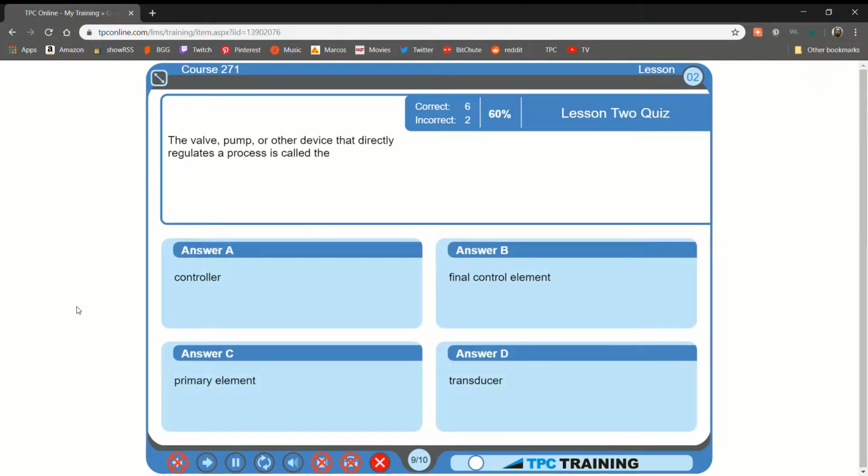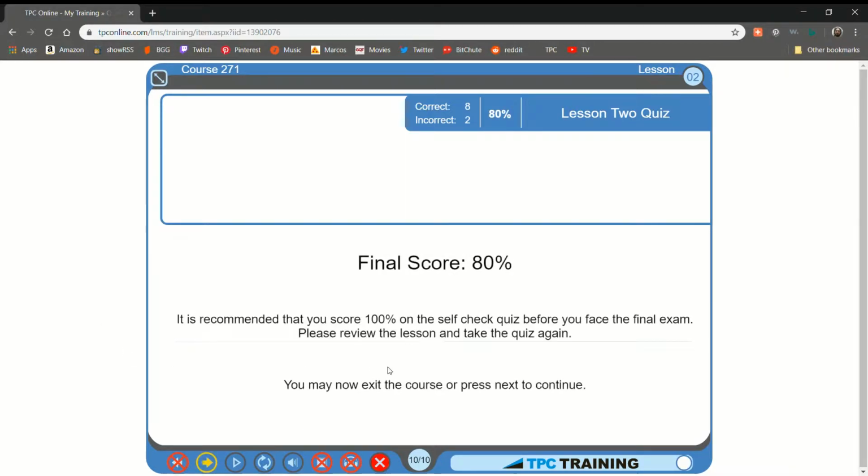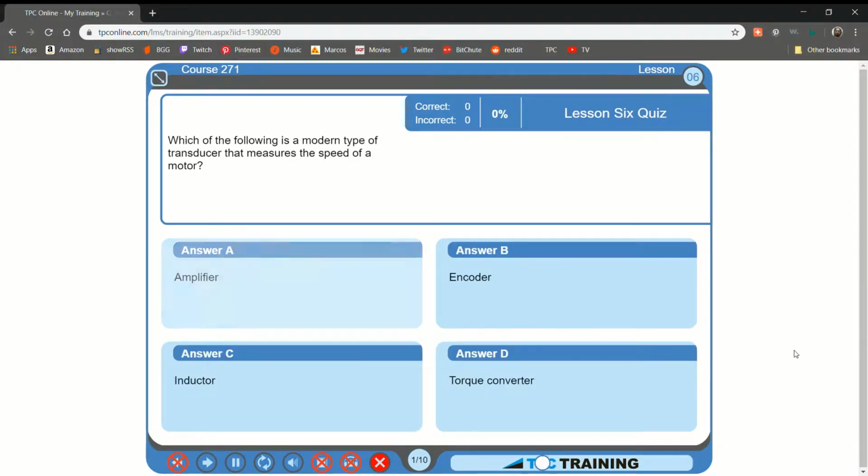The valve, pump, or other device that directly regulates a process is called the A, controller. B, final control element. C, primary element. That is correct. Which of the following provides the most complete control? That is correct. A, amplifier. B, encoder. C, inductor. D, torque converter.